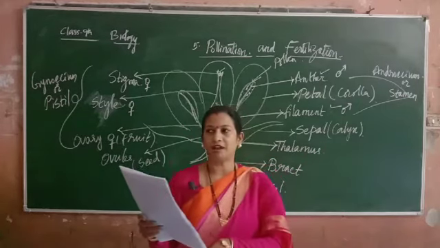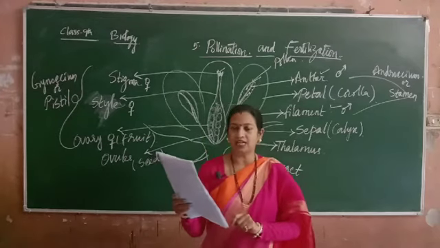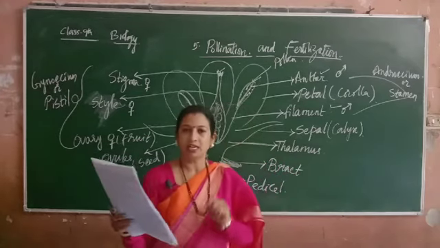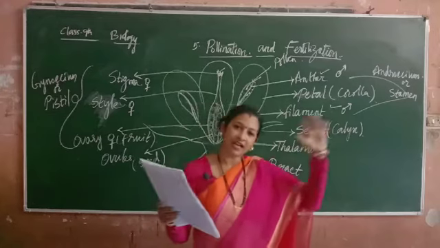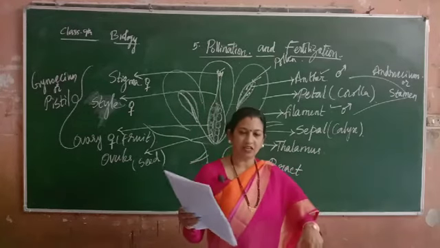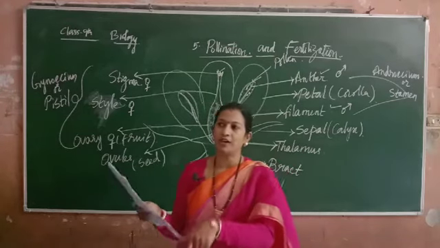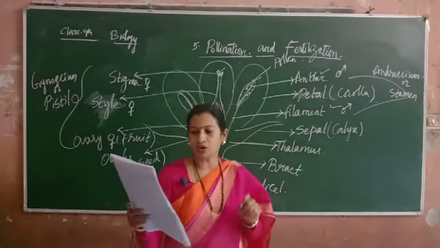If the pollen of another flower falls on the stigma of a flower, and it is of the same plant, then it is called dichogamy. That means the pollen of another flower of the same plant is falling on the stigma of another flower, then it is called dichogamy.